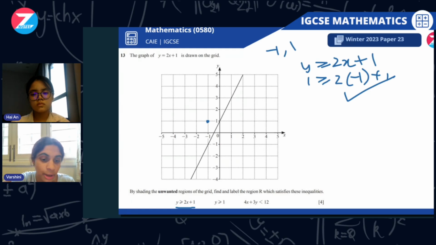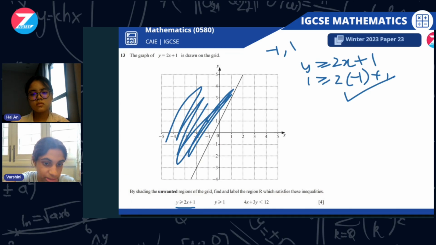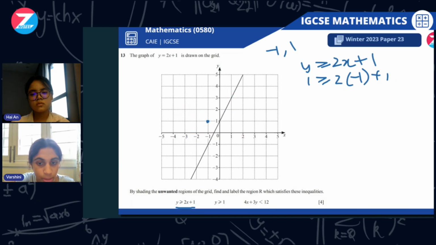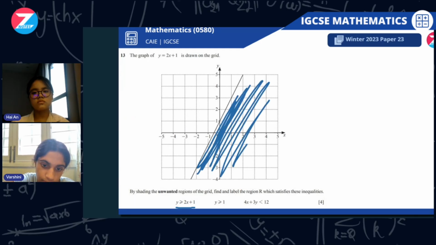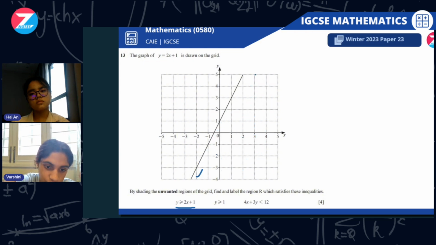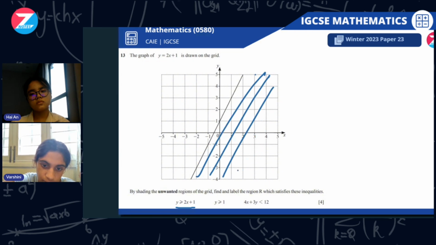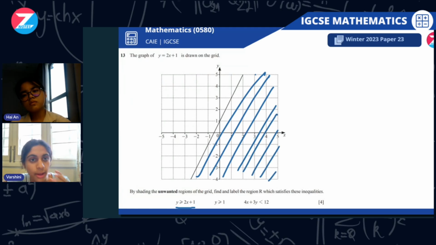That means we want this entire region. This is the necessary region. So that means we shade this region. We don't want this region. And when you shade, make sure to do it neatly so the examiner knows exactly what you mean to shade.